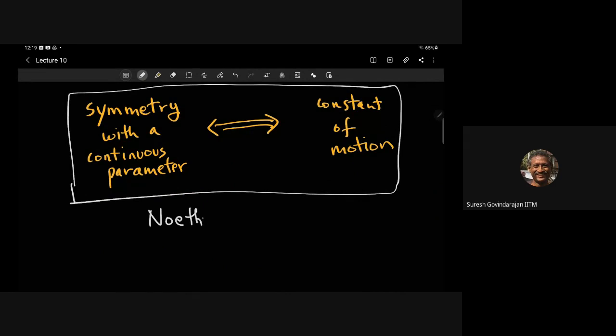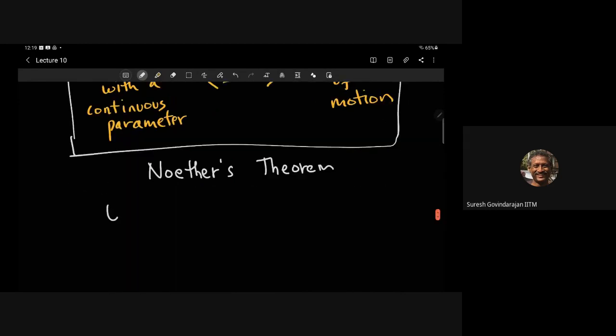And so this goes under the name of Noether's theorem. And Noether is E. Noether, a great mathematician. But she belongs to an era when women were not given jobs, etc. So she had to struggle throughout her life. But she's still very, very famous for her work, not just in physics. It shows up in Noether's theorem, but in algebra, there is something called Noetherian rings and stuff like that. Don't ask me what those things are. I just know the names. Okay, so she's a very, very famous woman mathematician.